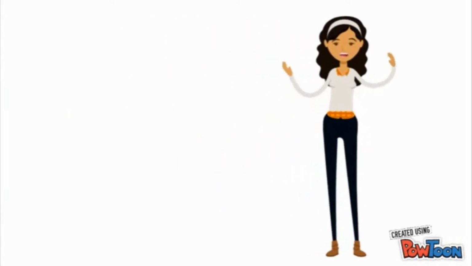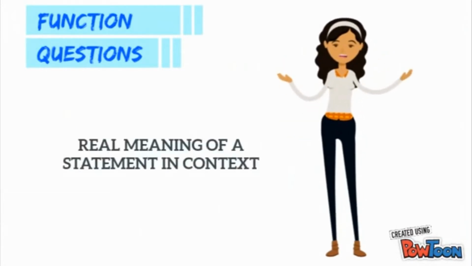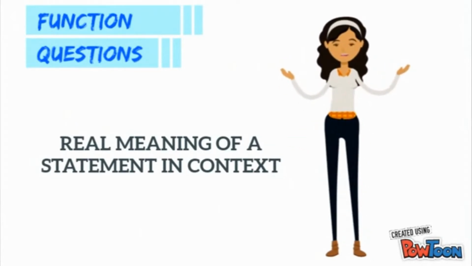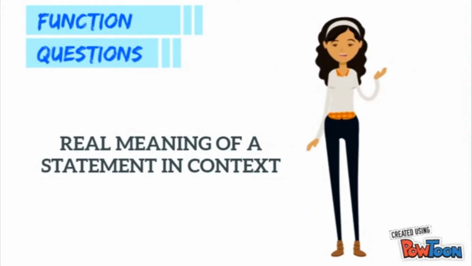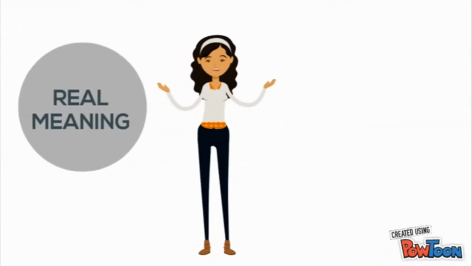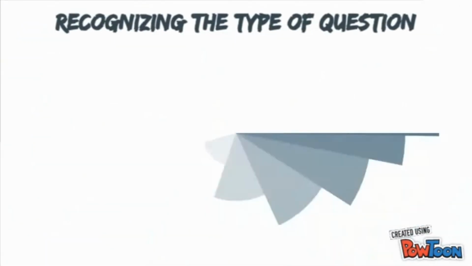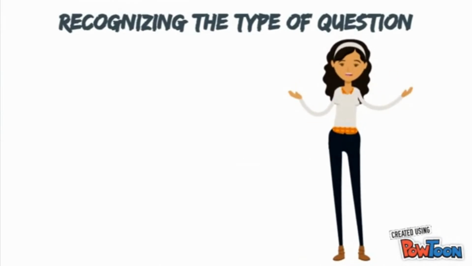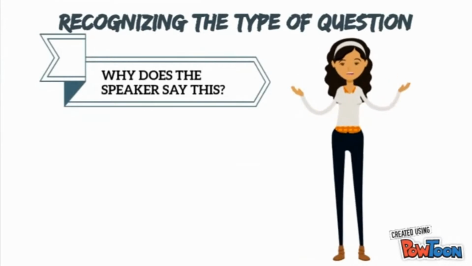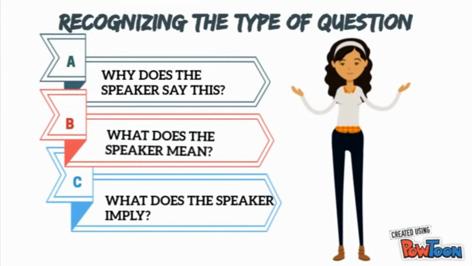The next type is function questions. This kind of question asks you to identify a particular meaning of a statement in a given context, because a statement can have different meanings depending on the situation. In other words, the real meaning is different from the surface or literal meaning. You can recognize function questions because they include phrases like, why does the speaker say this? What does the speaker mean? Or what does the speaker imply?